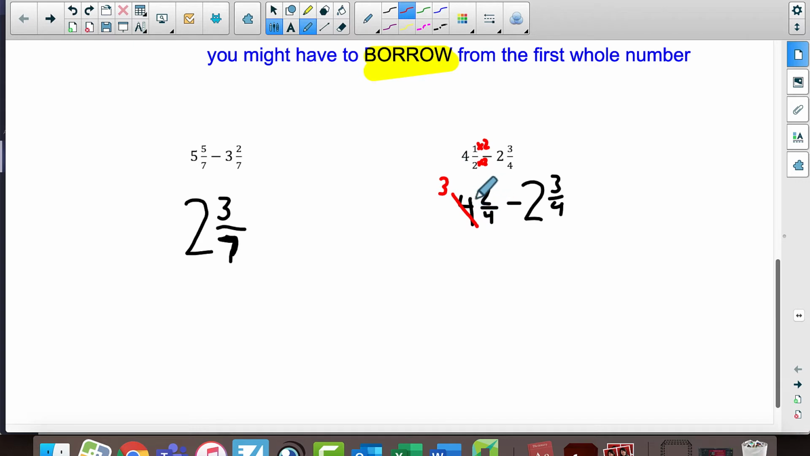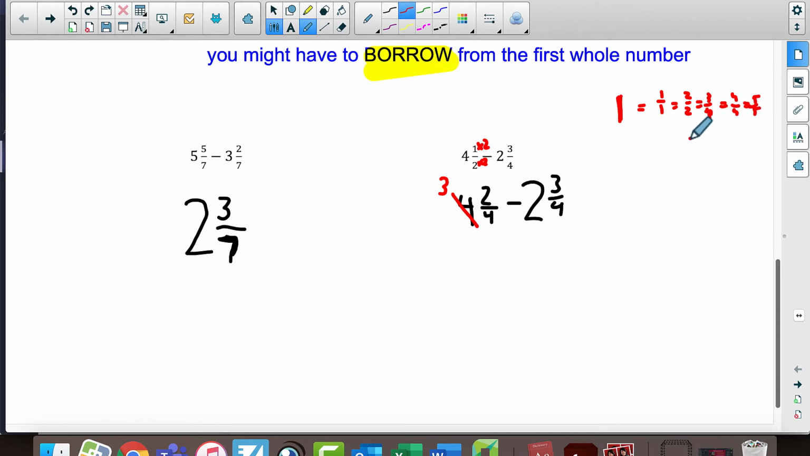So I have 1 to give, right? I've borrowed it. So how much is 1? How much is a whole? I have this 1. I'm just going to write here, a 1 that I'm borrowing from the 4. How much is 1? Well, it's the same as 1 over 1, or it's also the same as 2 over 2, 3 over 3, 4 over 4, 5 over 5. These are all equal to 1.